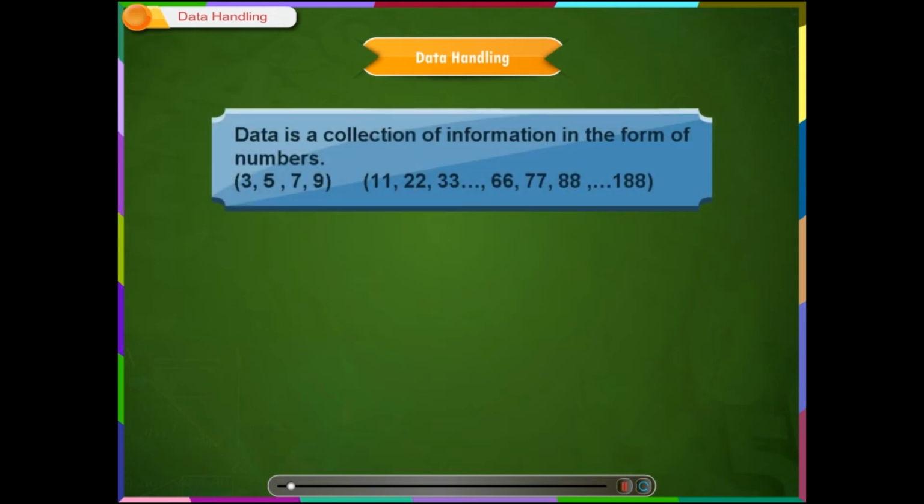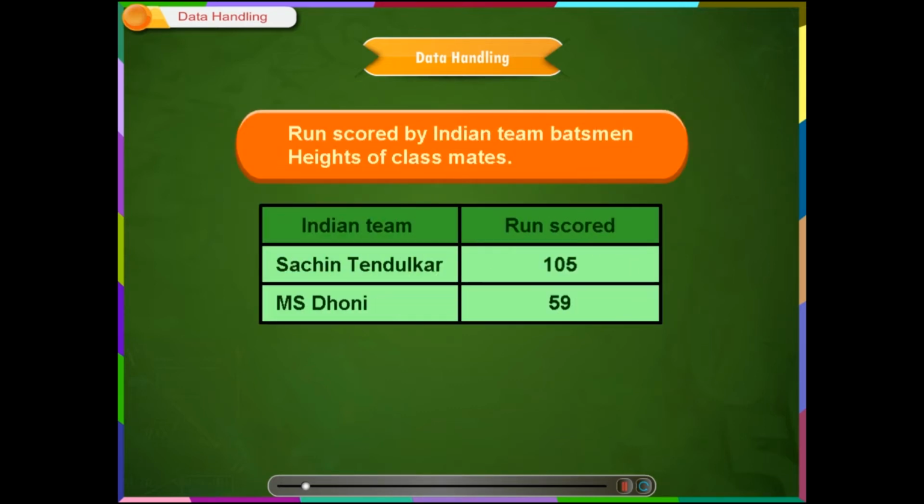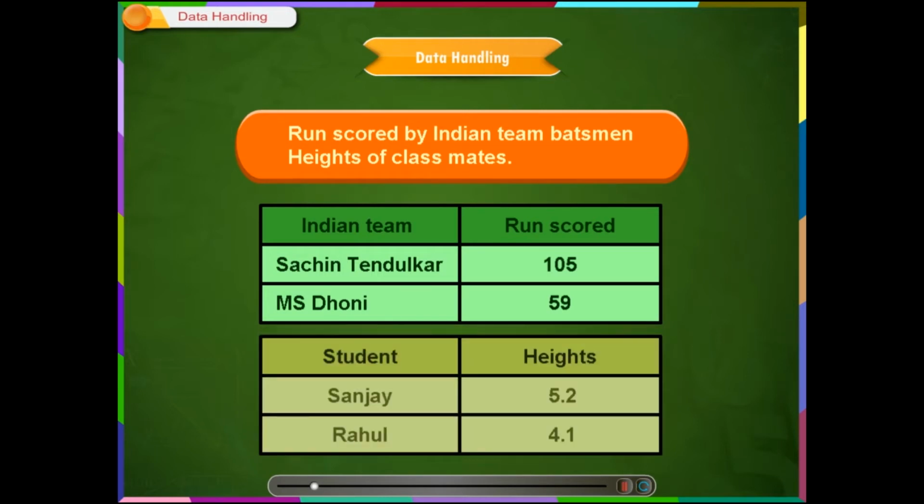We have already learned about data, which is a collection of information in the form of numbers. These numbers can be the result of surveys, scientific results, or any other collection of information. For example, you can collect the information on runs scored by Indian team batsmen in various matches or heights of your classmates. We observe here that these data are very small and easy to understand.